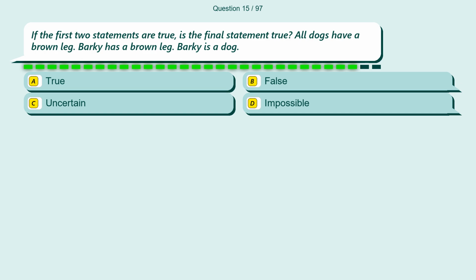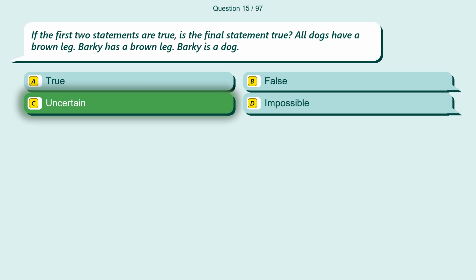Question 15. If the first 2 statements are true, is the final statement true? All dogs have a brown leg. Barky has a brown leg. Barky is a dog. Option A, true. Option B, false. Option C, uncertain. Option D, impossible.